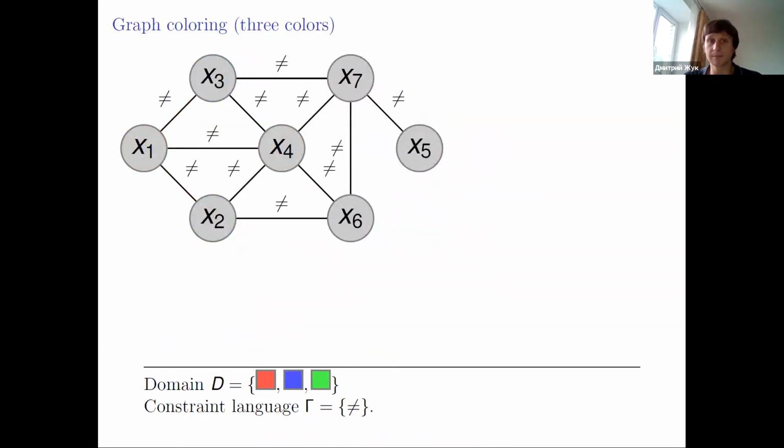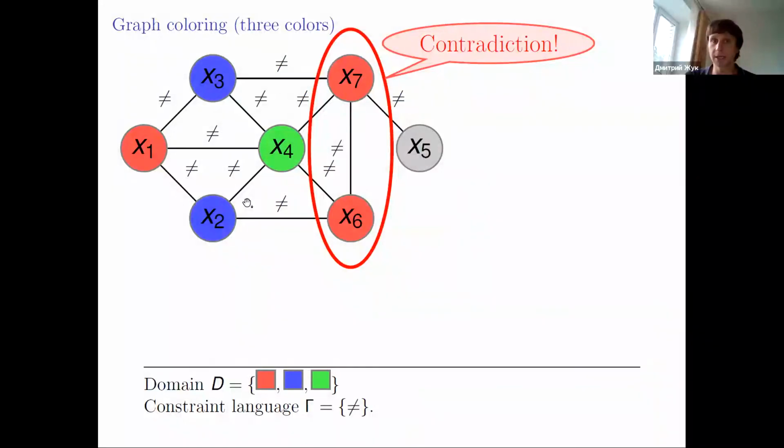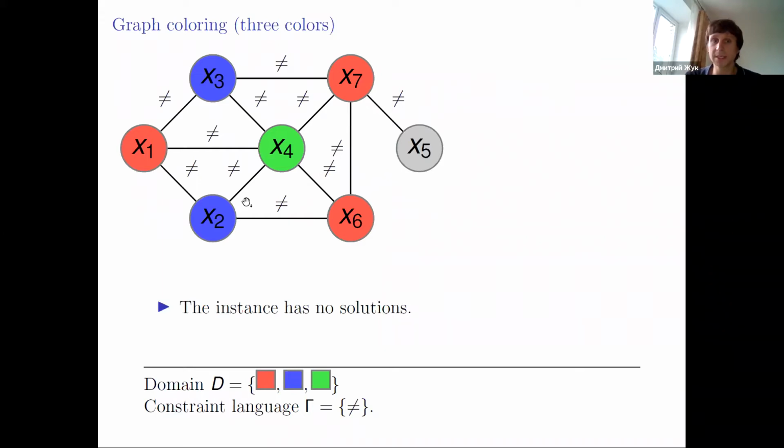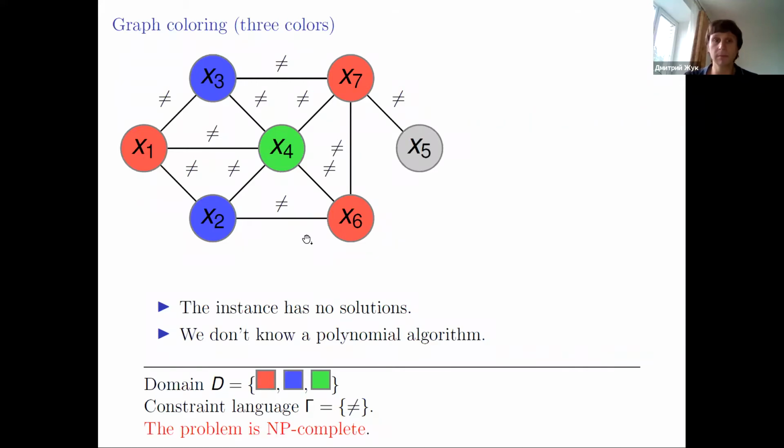If we have three colors, with the same constraint language, just one predicate in it, and three elements in our domain, we want to color a graph into three colors. If we start coloring, we can do it like this, like this, like this. Again we get a contradiction. So we can check that this graph cannot be colored into three colors, so this instance has no solutions. The problem is that we don't know a polynomial algorithm to solve this constraint satisfaction problem, to color a graph into three colors. This problem is NP-complete. That's what we can prove.